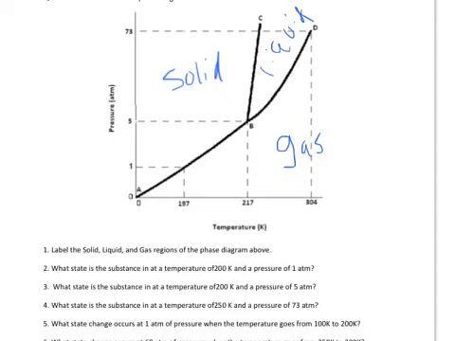So we look here at number 2, it says, what state is the substance at a temperature of 200 K? So let's see, that would be right about here, and a pressure of 1 atmosphere. So we're talking right here. So you notice it is a gas. And what state is the substance at a temperature of 200 K, which is here, and a pressure of 5 atmospheres, which is here? So I go, and it's a solid.